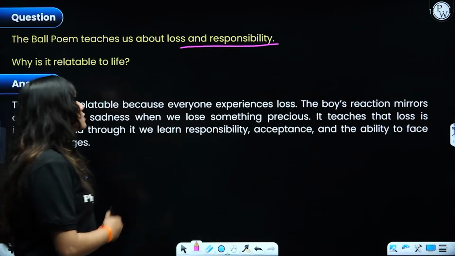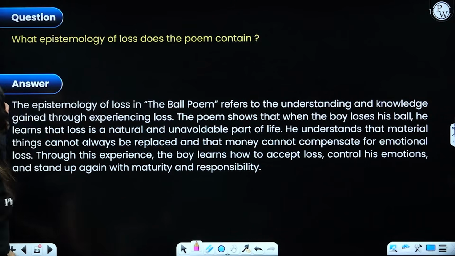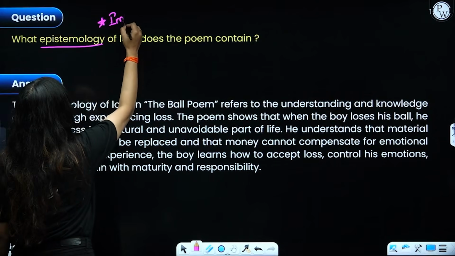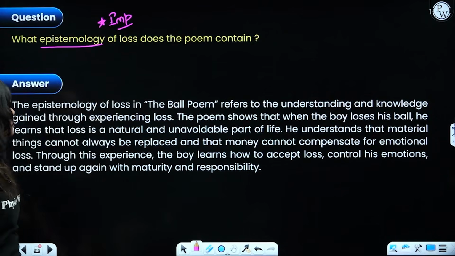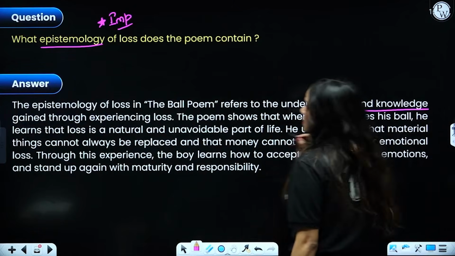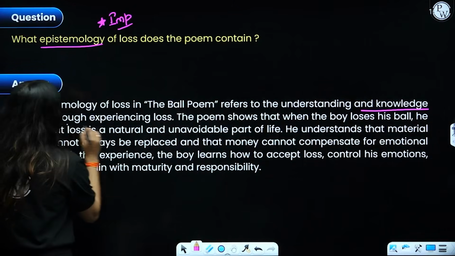Just like in the case of the poem as well. What is the epistemology of loss? This is a very important question. Let us look at this. The epistemology of loss in the poem refers to the understanding and having adequate knowledge gained through first-hand experience specifically.